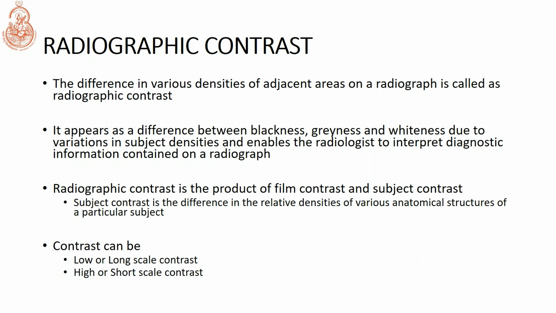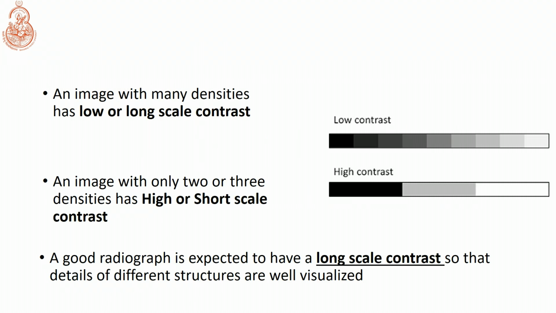It appears as a difference between blackness, grayness and whiteness due to variations in subject densities, and enables the radiologist to interpret diagnostic information contained on a radiograph. The radiographic contrast is the product of film contrast and the subject contrast. The subject contrast is the difference in the relative densities of various anatomical structures of a particular subject. The contrast can be a low or long scale contrast, or a high or short scale contrast.